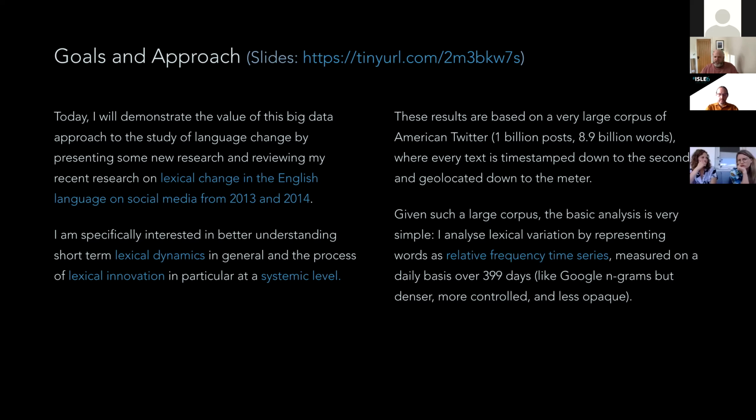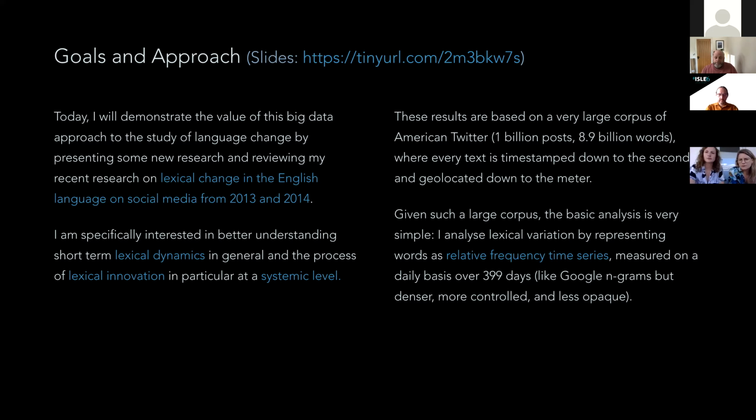I believe it's the largest of these corpora that are being used this way. And crucially, every text is time-stamped right down to the second, allowing for really high definition historical research. And then geolocated down to the meter. So every one of these is also geolocated. And that means that we can do some really detailed analysis here in a way that wouldn't be possible otherwise.